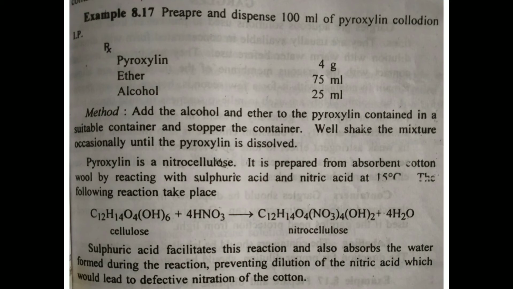and mix well together. Pyroxylin is a nitrocellulose derivative, prepared from absorbent cotton wool. The absorbent cotton wool is reacted with sulfuric acid and nitric acid at 15 degrees centigrade to form nitrocellulose. This nitrocellulose is used as a base for collodions. These collodions are mainly used for preparation of the base.